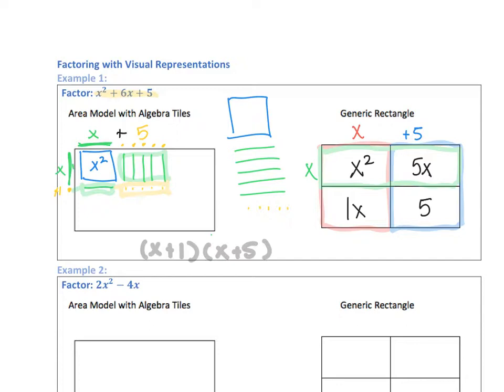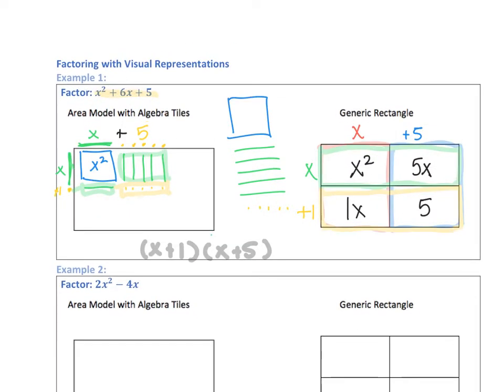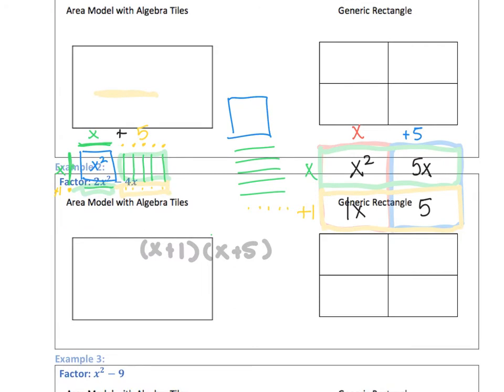And if I go across my bottom row here, you might be asking yourself, Miss Fi, I can't think of anything that goes into those. Well, 1 always goes and divides evenly into those. So that would be, again, another representation of how you can show me that those are the factors. X plus 1 and X plus 5, when I multiply them together, should give me X squared plus 6X plus 5. So let's look at another one now.